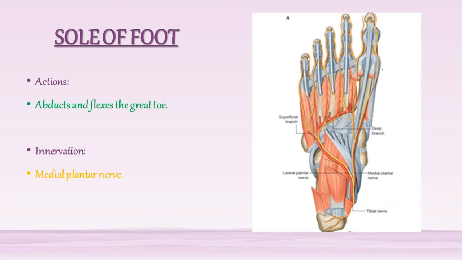As the name indicates, abductor hallucis is present on the side of the great toe. So it abducts and flexes the great toe, and it is innervated by the medial plantar nerve. This is the muscle of the medial side, so it is innervated by the medial plantar nerve.